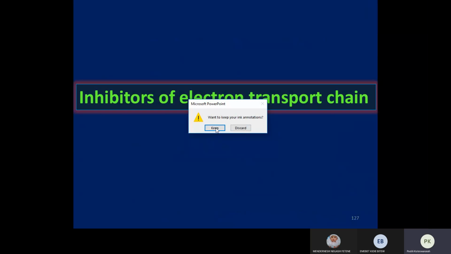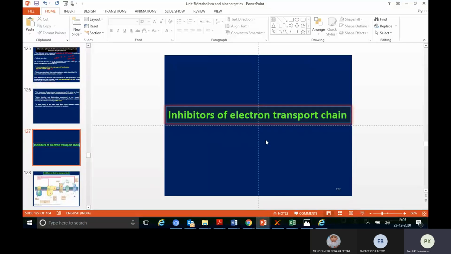In tomorrow's class, we will discuss the remaining part of this, that is the inhibitors of the electron transport chain as well as the shuttle mechanisms.